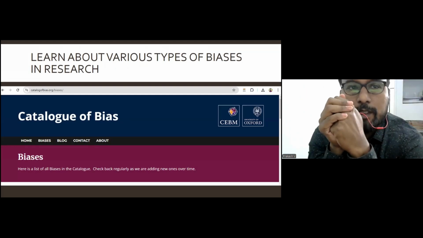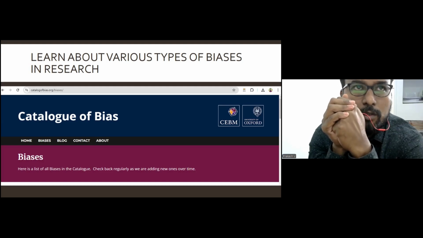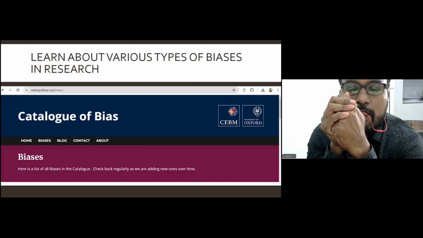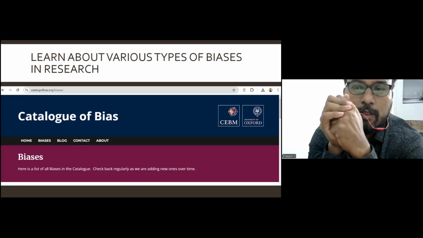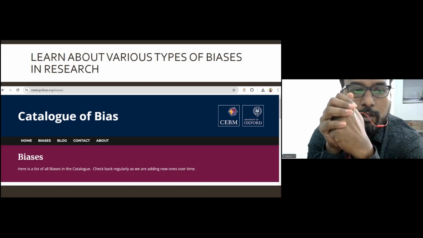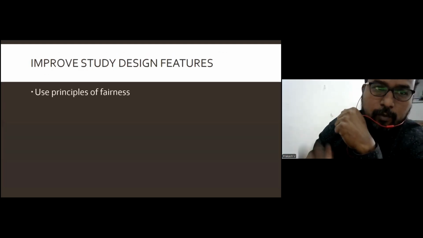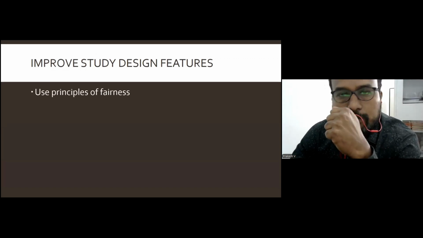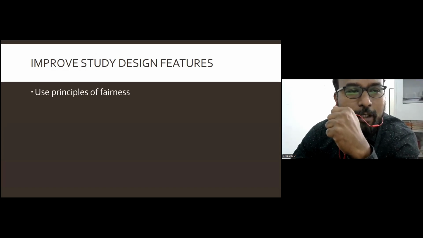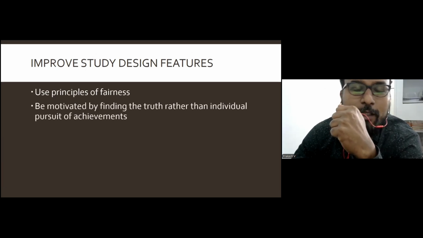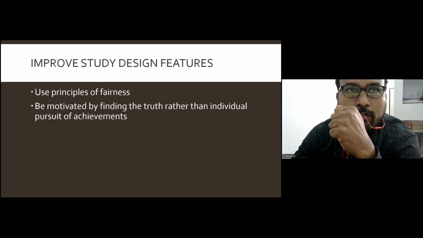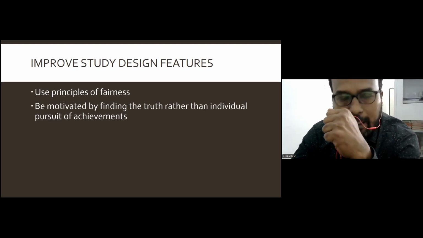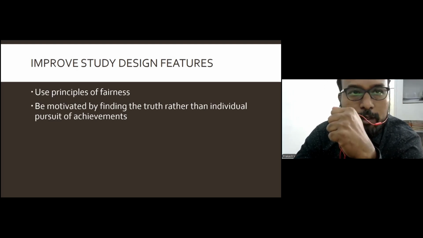To learn about the various types of bias, note that this is a short talk on making you aware of bias, not a full-length course on various biases. So I'm not going to explain much of it, but those who are interested can look into the Catalogue of Bias website, where you can see all types of bias. Next, to design a study, be specific and fair. If you start from that point, many biases can automatically be avoided. Also, as a researcher or as someone who reads research, we should be motivated by finding the truth rather than what we want to find, or what makes us feel better, or how I can publish the study or complete the study. If you're driven by that, bias will invariably come in at some stage.